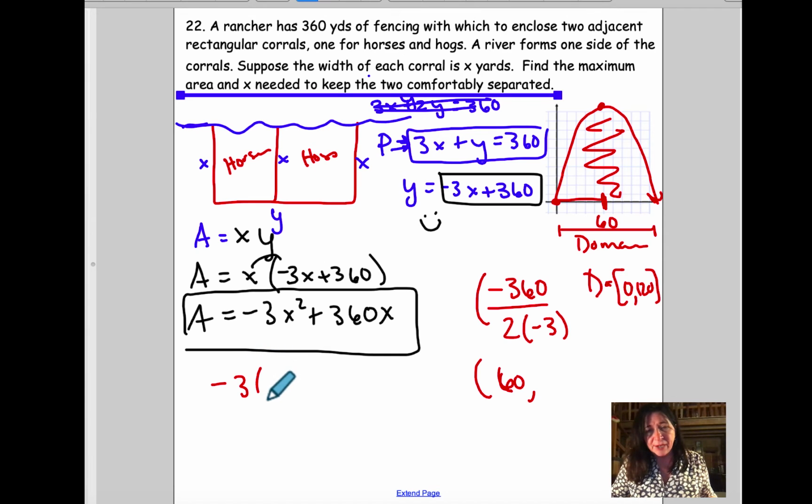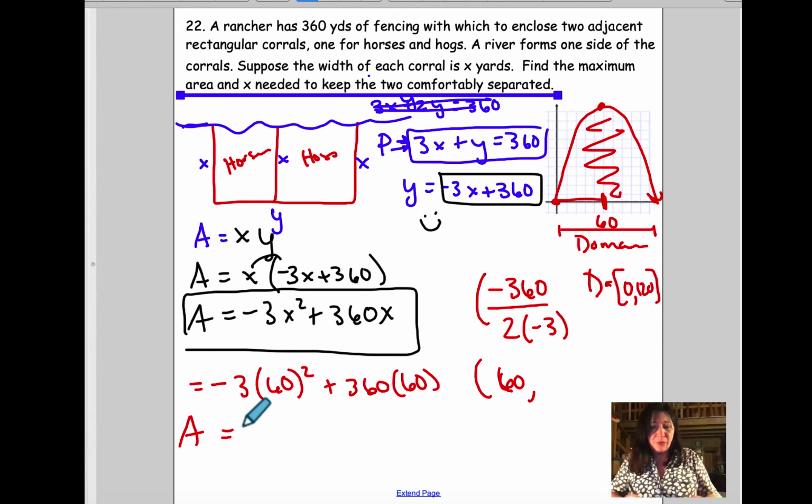We get negative 3 times 60, quantity squared, plus 360 times 60. And that value is my area. So we have 60 squared, which is just 3,600, times negative 3. And I get, what is that? That's not right. Hold on.